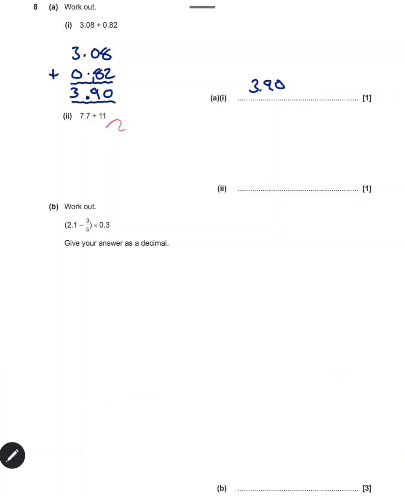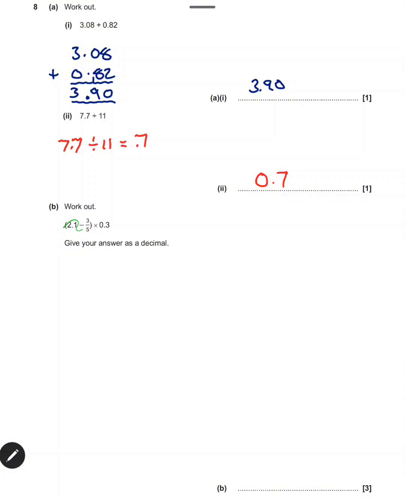Part 2, we've got to do 7.7 divided by 11. I'm going to do 77 divided by 11 because that's easy. 77 divided by 11 is 7. Now the original question was 7.7. So I need a decimal point there. This starting number got 10 times smaller, meaning my answer is going to get 10 times smaller. So we end up with 0.7 rather than 7.